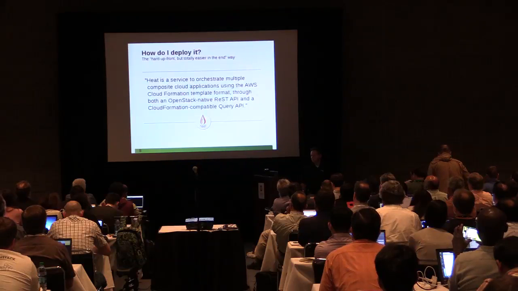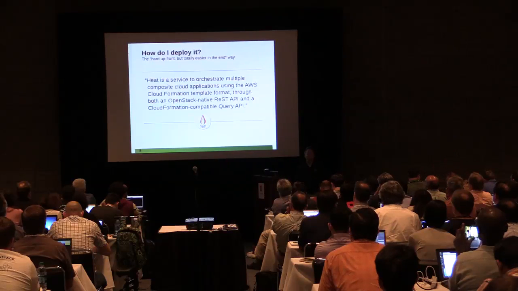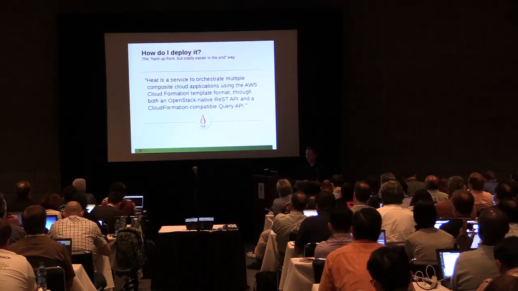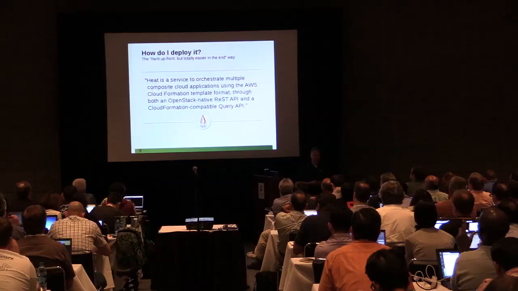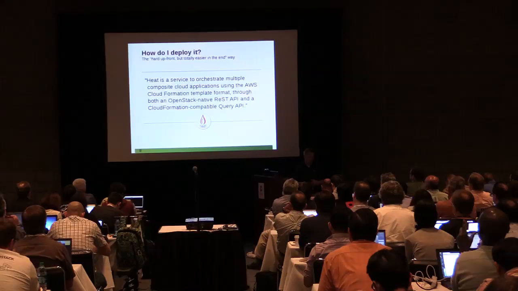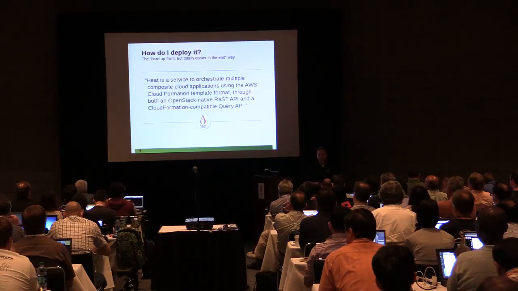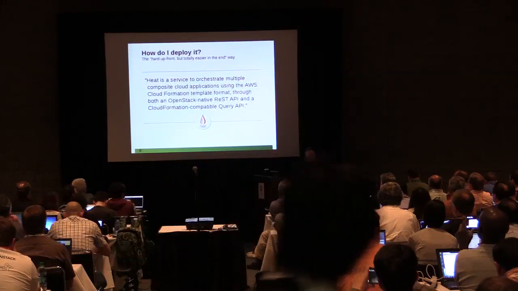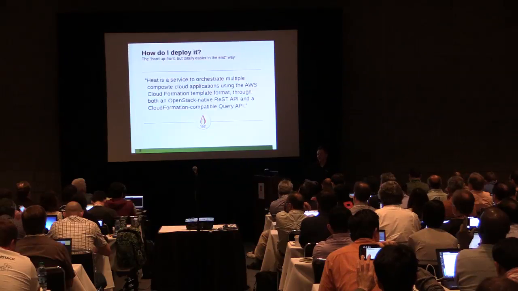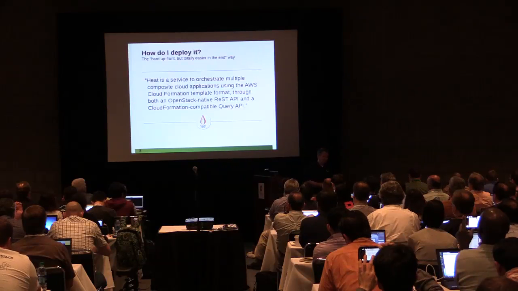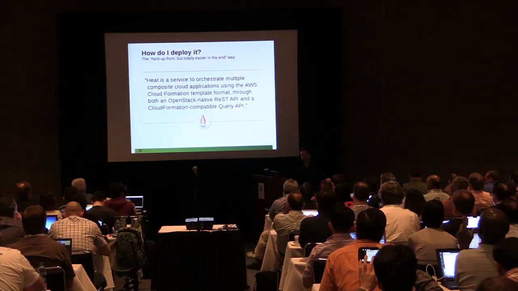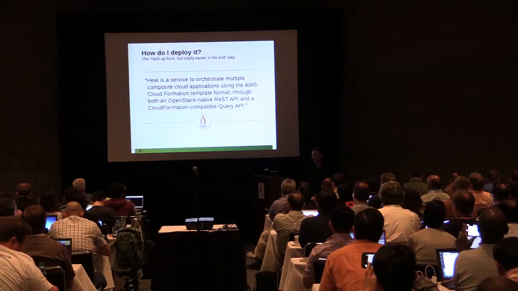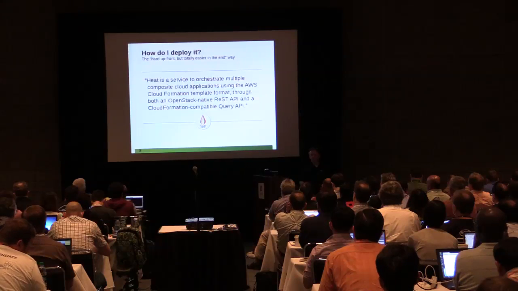Heat uses an OpenStack native REST API, and it also uses the CloudFormation compatible query API. That's important to know because a lot of times I find it a lot easier to go out to the Amazon documentation and pull out the stuff from there to create my Heat stack. It's so much easier because the OpenStack manual pages don't always have everything that I need. So I always go back and forth.